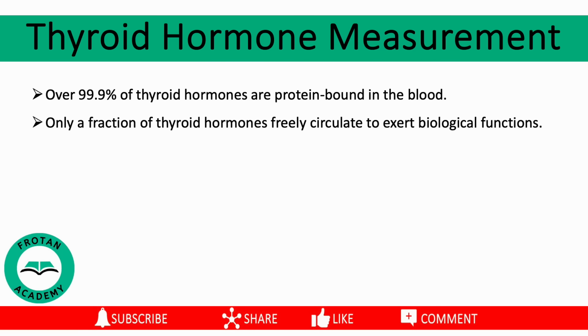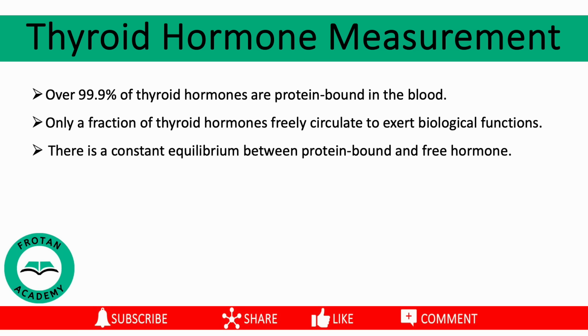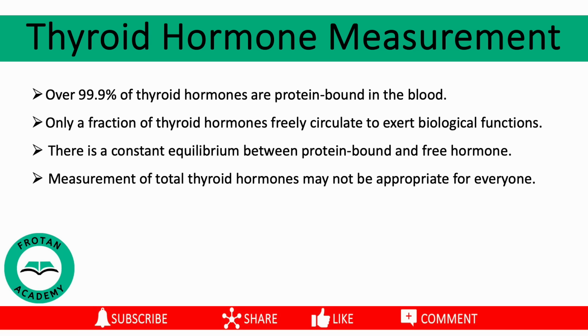Over 99.9% of thyroid hormones are bound to plasma proteins, and only a fraction of T4 and T3 freely circulate in the blood. There is a constant equilibrium between the protein-bound and free thyroid hormones. As a result, the concentration of these plasma proteins affects the concentration of thyroid hormones in the blood. Although both total and free thyroid hormones can be detected and quantified in the laboratory with similar diagnostic accuracy, certain medications, pathophysiological conditions, and congenital conditions that affect thyroid hormone protein binding make measurement of total thyroid hormones inappropriate for many individuals.